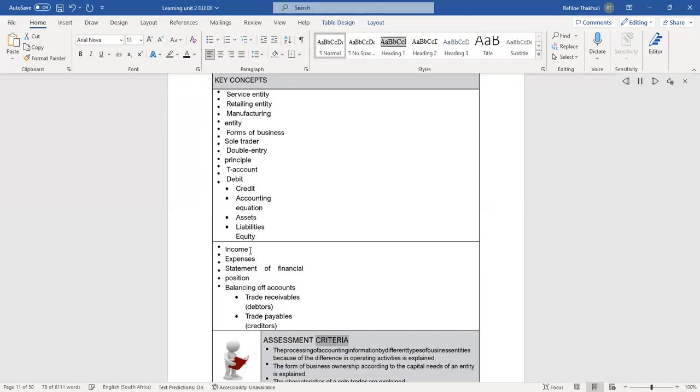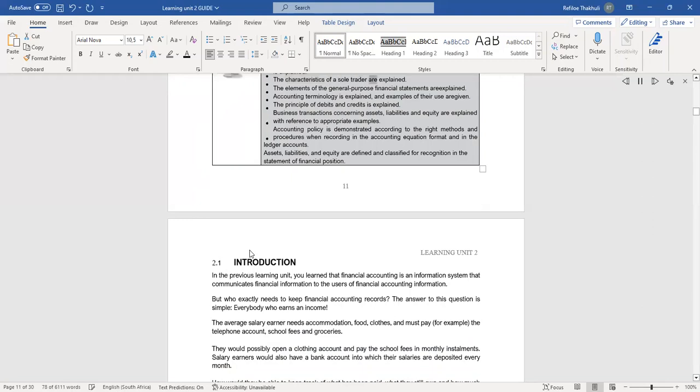Assessment criteria. The processing of accounting information by different types of business entities because of the difference in operating activities is explained. The form of business ownership according to the capital needs of an entity is explained. The characteristics of a sole trader are explained. The elements of the general purpose financial statements are explained. Accounting terminology is explained, and examples of their use are given.